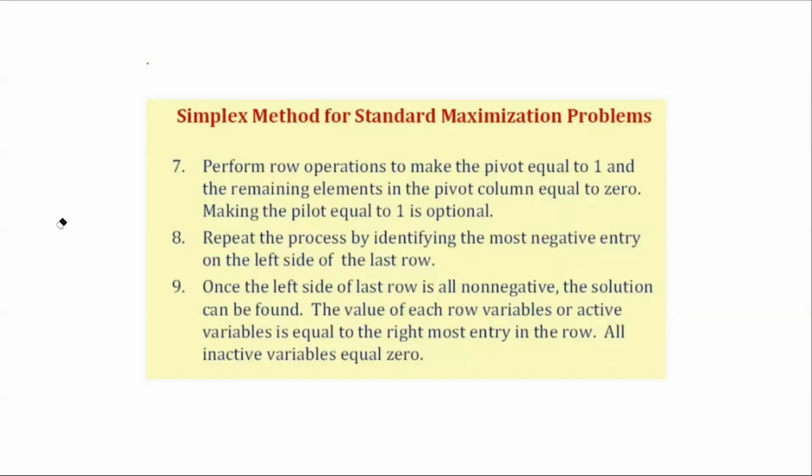And go again, right? Once the left side of the last row is all non-negative, the solution can now be formed. The value of each row variable or active variable is equal to the rightmost entry in its row. All inactive variables equal 0. So all of this is almost abstract until you see an example, right?